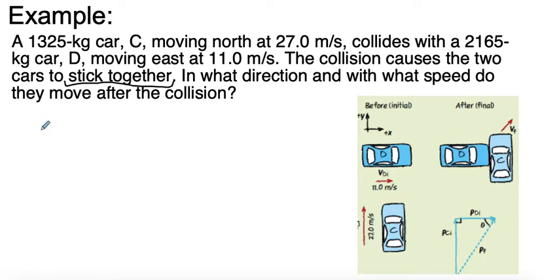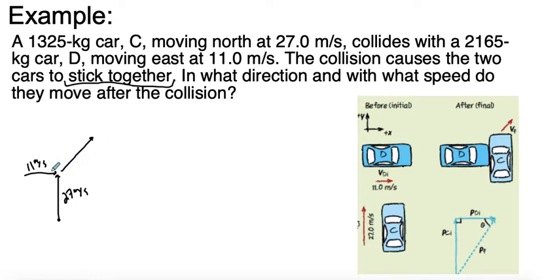So what we have to do here is we're going to use our velocities here. So let's say we have car 1 right there. That would be car C, I suppose. That car is going north, and the other car, so car D, is going east. This one is going 27 meters per second, and this one is going 11 meters per second. They're going to collide, and it's going to result in some velocity or some vector like that.